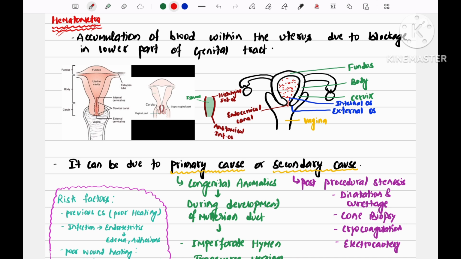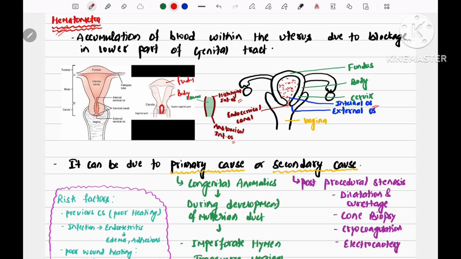Okay, and if we consider this as a uterus, then this part is the fundus, this is the body, and this part is the cervix. In the cervix we have one internal os and external os. In the internal os there are two types: one is the histological internal os and another is the anatomical internal os, and the area in between the histological and anatomical internal os is known as the isthmus.